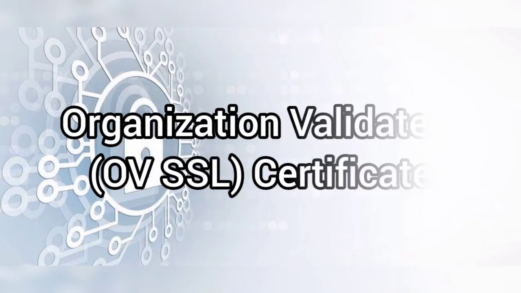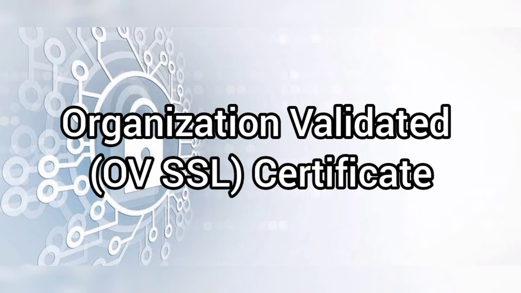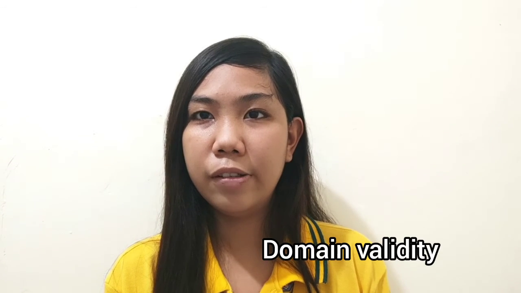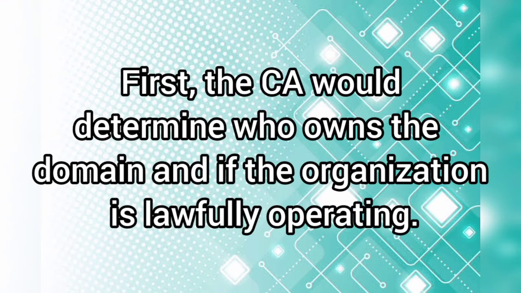Organization Validated or OV SSL Certificate. This certificate certifies the legitimacy of your company and domain validity. Organization Validated or OV SSL certificates are obtained in two phases and provide a medium degree of encryption. First, the CA would determine who owns the domain and if the organization is lawfully operating. Users would see a little green padlock with the company's name after it in the browser. If you don't have the financial means for EV SSL but still want to provide a reasonable level of encryption, use this sort of certificate.